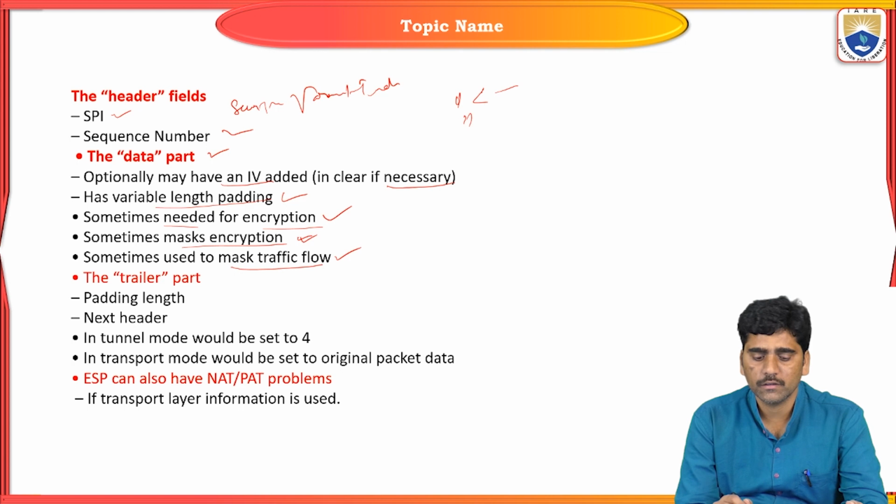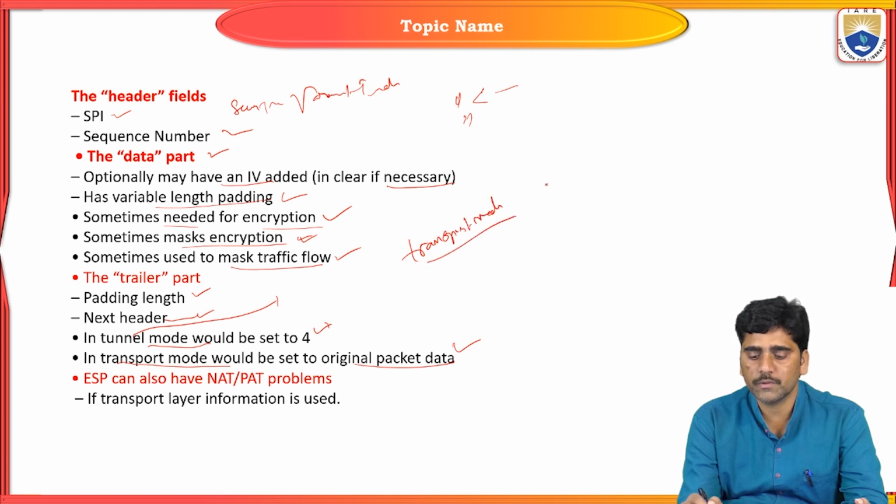The trailer part. So what does the trailer part contain? The trailer part contains the padding length and the next header, and in tunnel mode it would be set to 4, and in transport mode it would be set to the original packet data. So, tunnel mode and transport mode. What is the difference between transport mode and tunnel mode?